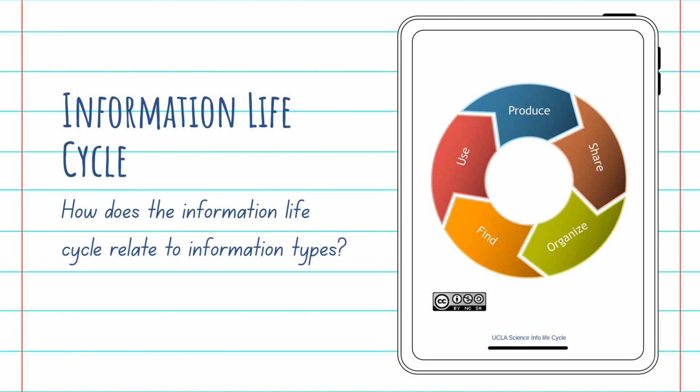Going back to the information life cycle and looking at how information was shared can help you determine whether it is a scholarly or a popular source. We will get into much greater detail on all the different types of sources in the next section.